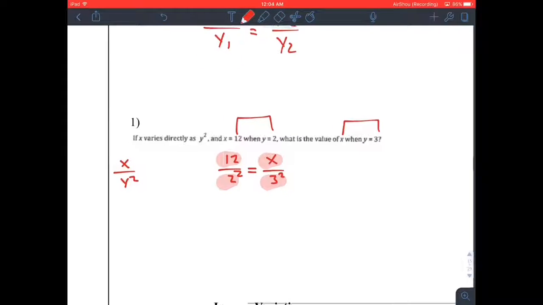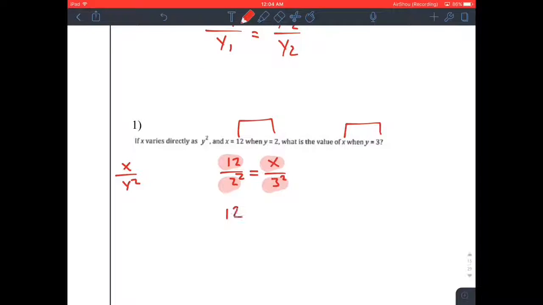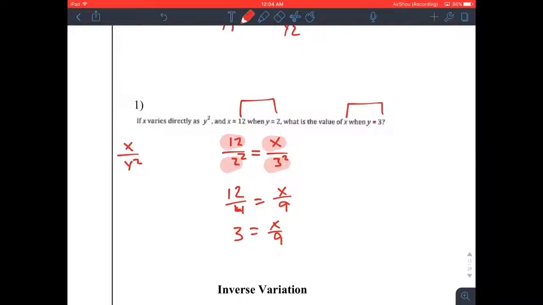It's direct variation. So it's going to be 12 over 4 equals x over 9. 12 divided by 4 is 3. If you multiply both sides by 9, you're going to get x is 27. Wonderful.